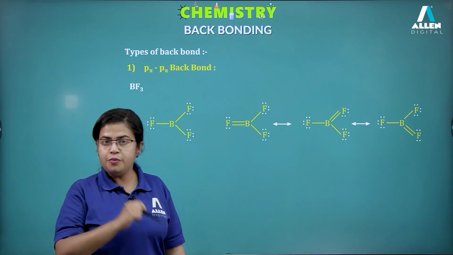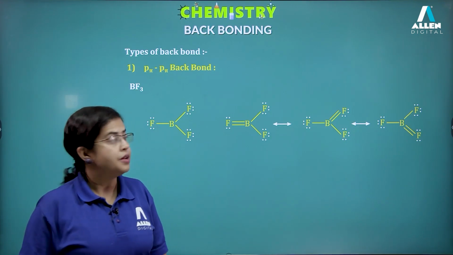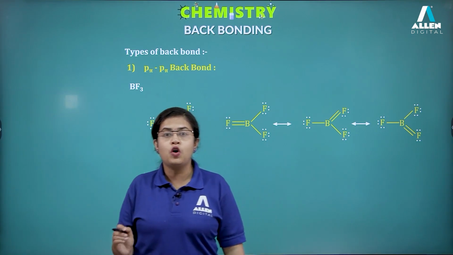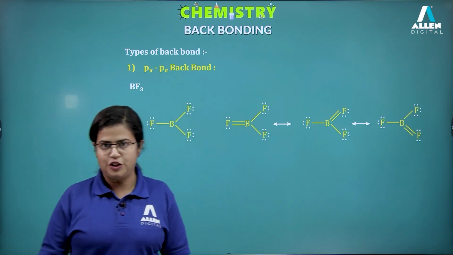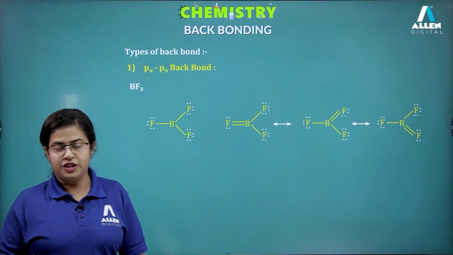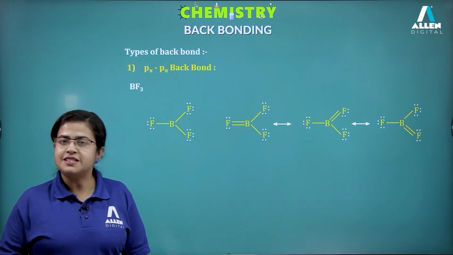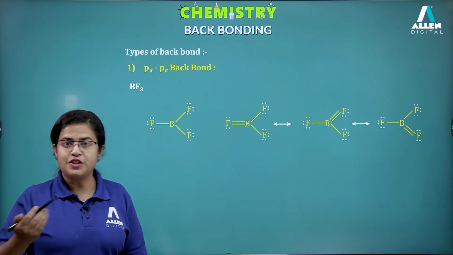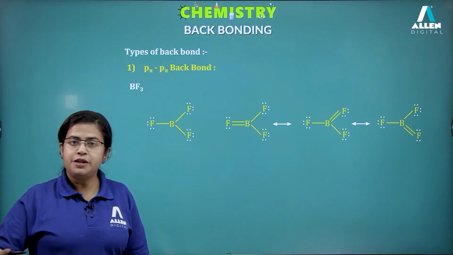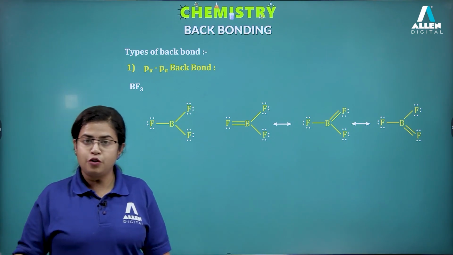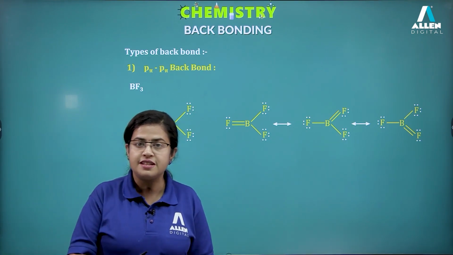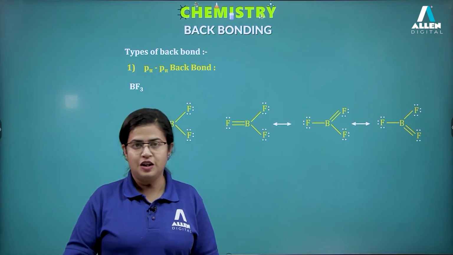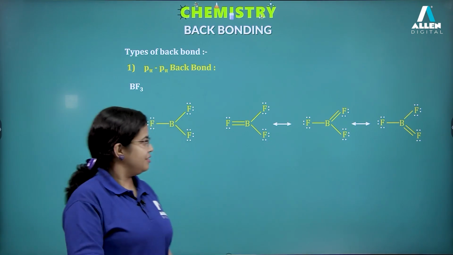One other important thing to be noted is that due to this back bonding, boron is no longer that much deficient in nature, as a result of which its Lewis acid strength is affected, is decreased. Greater the deficiency on the central atom, greater will be the Lewis acid strength. Back donation or back bonding decreases this electron pair deficiency. Hence, it decreases the Lewis acid strength.